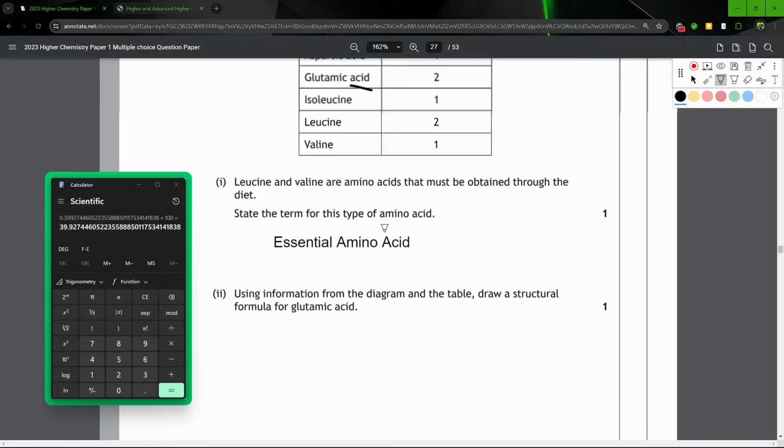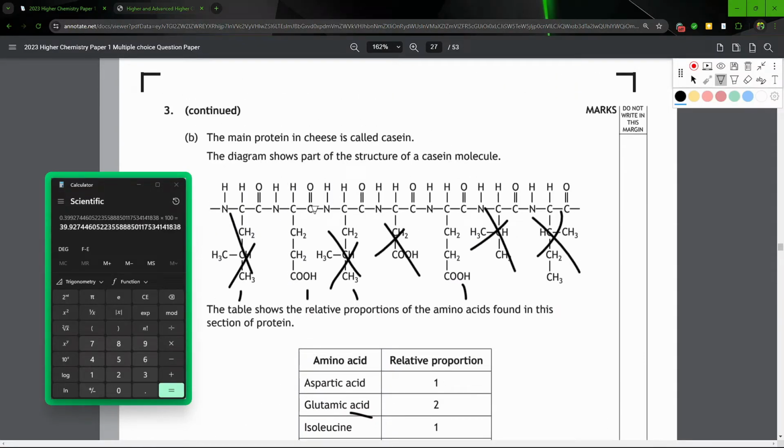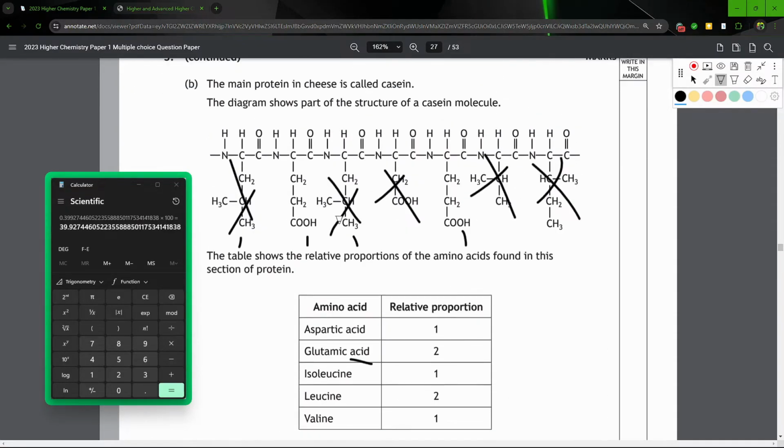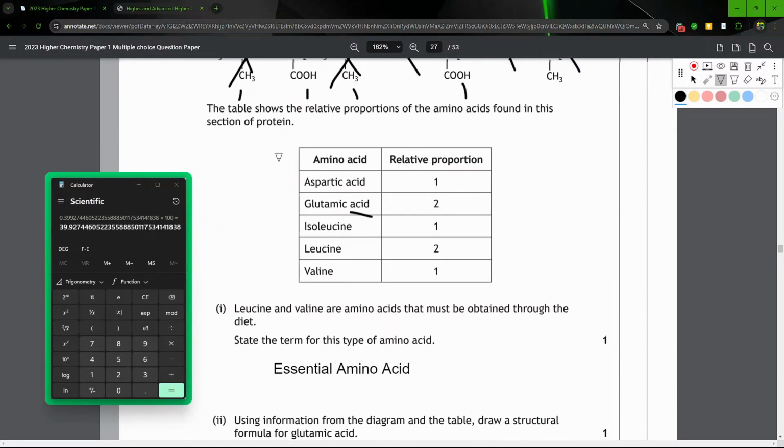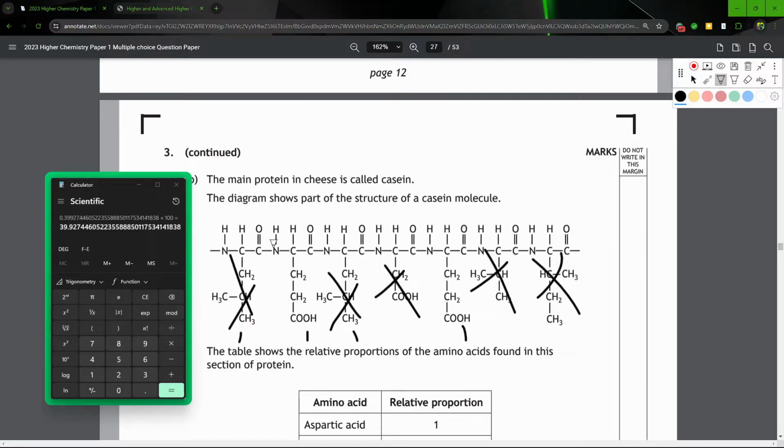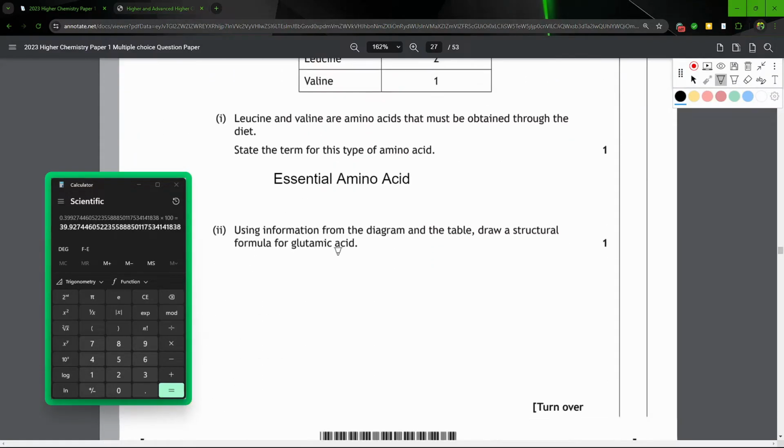Now what we need to do is unbind it from its amide link and see what we get. Well, we're going to have to put another hydrogen on this nitrogen and then put an OH group on this carbon.